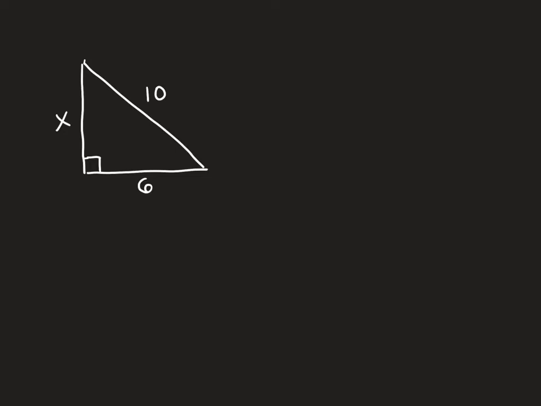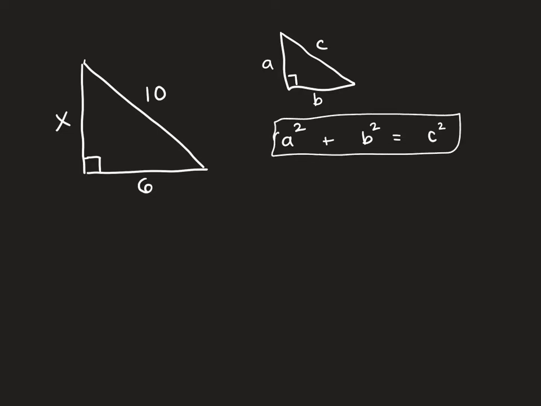Well, in that case, I am going to start by remembering that for any right triangle, the Pythagorean theorem tells me that for the legs, if I square them and add them, that'll equal what would happen if I squared the hypotenuse. So now I'm going to take my triangle and plug in the values to the formula.